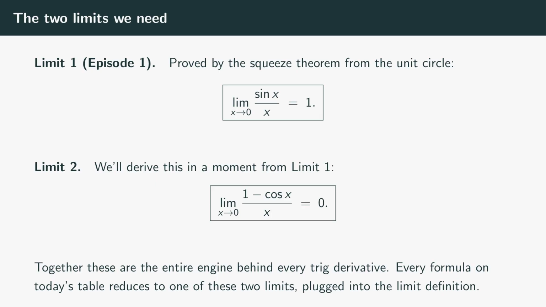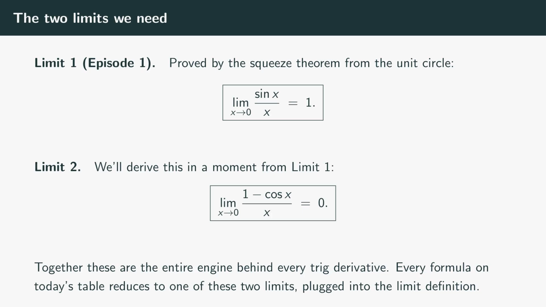The second limit is the one we haven't seen yet. The limit of 1 minus cosine x divided by x as x approaches 0 equals 0. Notice that's a slightly surprising statement. The numerator goes to 0 because cosine of 0 is 1. The denominator also goes to 0. So we have a 0 over 0 indeterminate form, just like in the sine case. And yet the answer here is 0, not 1.